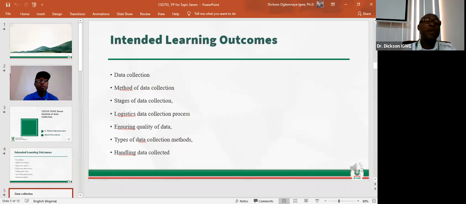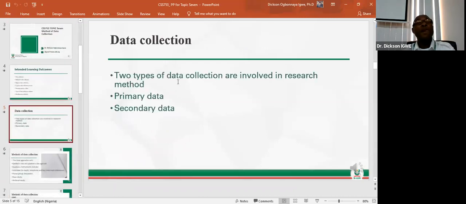So as we go into the discussion today, we are starting with data collection. Two types of data collection are involved in research method. First is the primary data collection. Secondly is the secondary data collection. By primary data collection, we mean the first-hand information that you got from the field. In other words, it can be termed the raw data. It can also be termed the reality on ground.